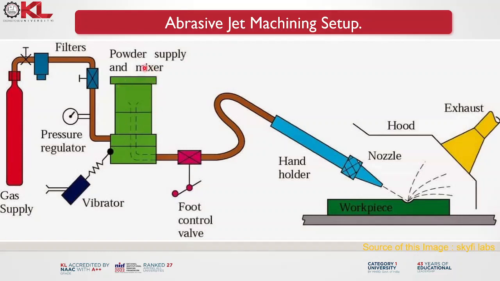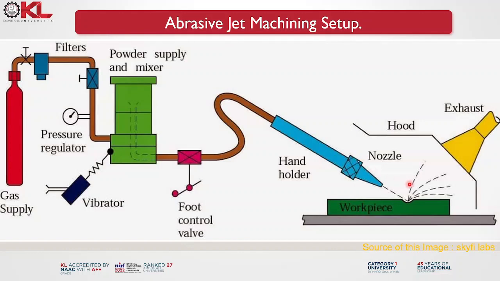So this is the powder supply and this is the mixing chamber. For mixing, we are providing a vibrator at the bottom of the chamber, and it vibrates the entire chamber so that both the gas and the abrasive particles mix thoroughly, and that mixture is sent onward. Here we are providing the foot control valve. With the help of the foot you can operate this valve, and through this the mixture is supplied to the nozzle, and a handle is provided to handle the nozzle with the required orientation on the workpiece.